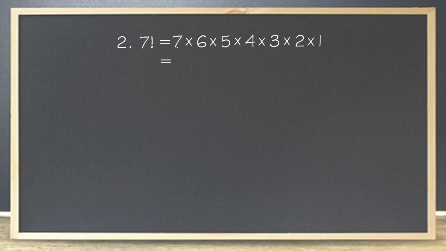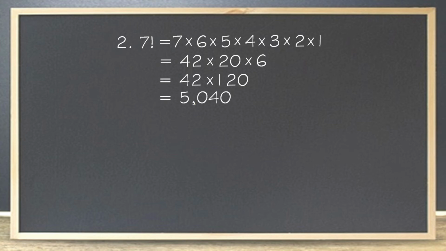So what we do is we multiply 7 and 6. 7 times 6 will give you 42, times 4 times 5, times 4 is 20, times 3 times 2 times 1 is 6. So for convenience, let's hold this: 42 times 20 times 6. 2 times 6 is 12, so 20 times 6 is 120. So this becomes 42 times 120, which will give you 5040. So that becomes the factorial of 7.